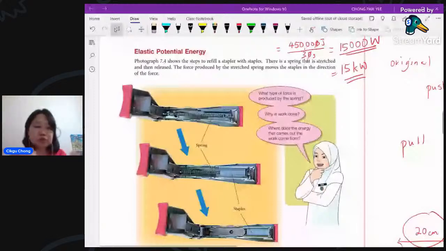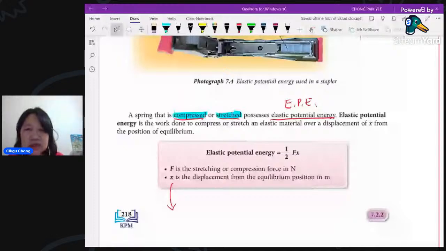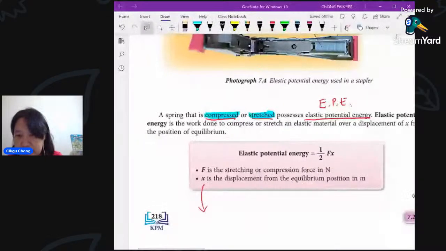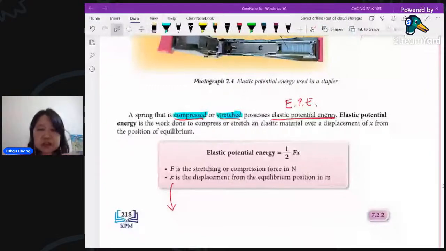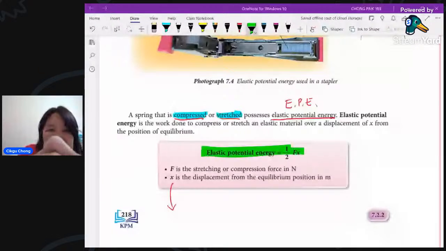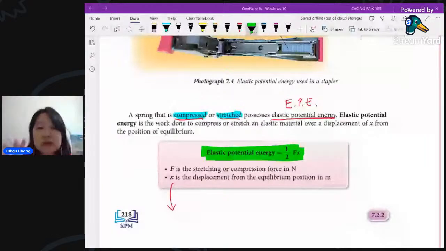Let's see how to calculate E.P.E, the amount of E.P.E stored in your system. A spring that is compressed or stretched possesses elastic potential energy, E.P.E for short. Elastic potential energy is the work done to stretch an elastic material by a displacement x. So now your formula will be this, and you just need to remember this formula: half F x. The half is a constant. You don't need to explain why there is a half. If you want to explain, there is a derivation, and you can come up with this formula. I've done it for you. It's easy, you just need to use the formula.